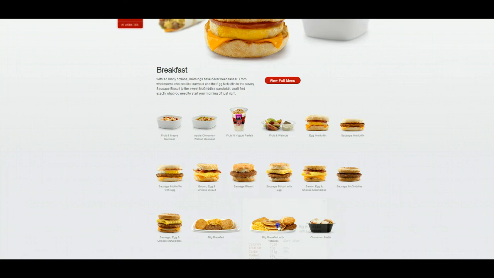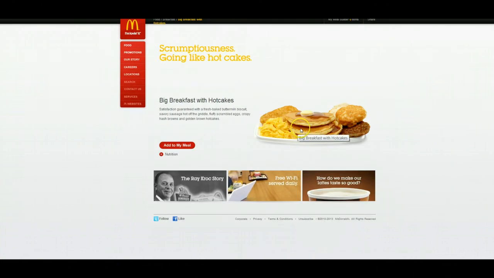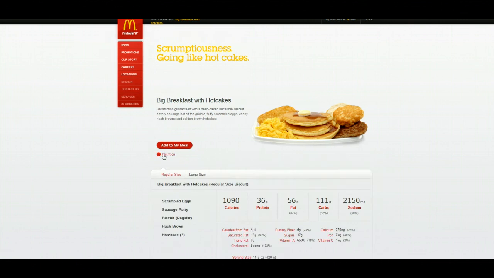Oh my God, can you imagine this hotcakes breakfast? Look at this. How many calories could this be? I gotta go back. Oh, nutrition. Let's see, only 1,000 calories. Wow, you can have 2 of these in one day and still be okay, but don't eat anything else.